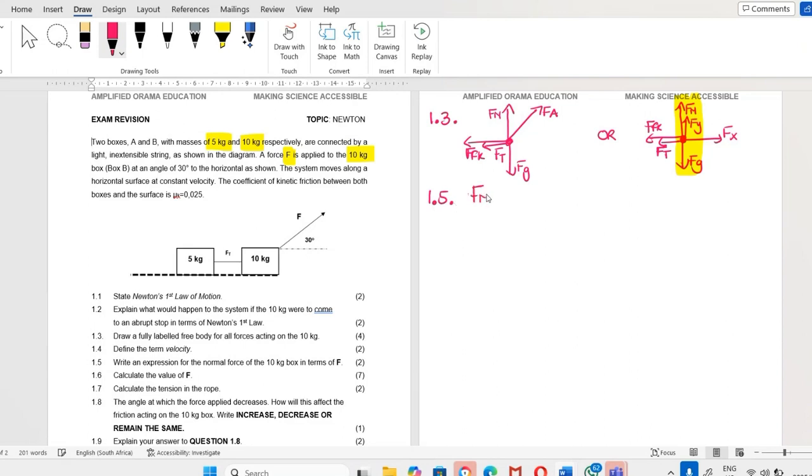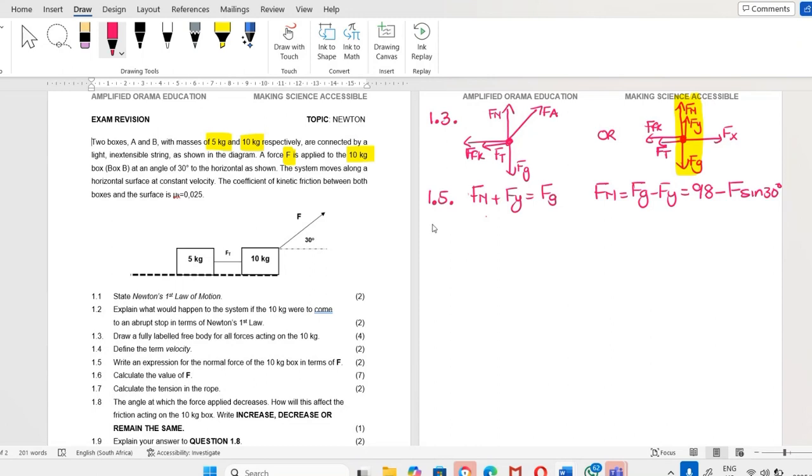So we could say here that Fn plus Fy gives us Fg. And then Fn is therefore equal to Fg minus Fy, which is equal to, now remember, Fg is equal to mg, which is 10 times 9.8. That gives us 98, minus F sine 30 degrees. And that would be our expression, for 2 marks.